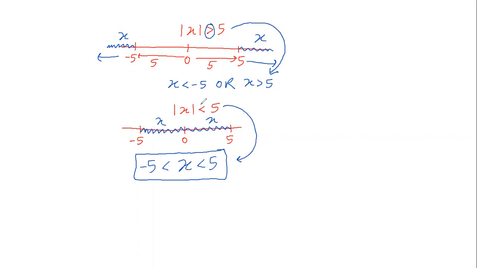And one point to understand here is whenever you have a less than sign, you always get a range between 2 points like this. You have a greater than sign, you get a range beyond a particular point on this side, beyond a particular point on that side. But if you have a less than sign, you always get a range between 2 points like this. Now, let's take this concept further.